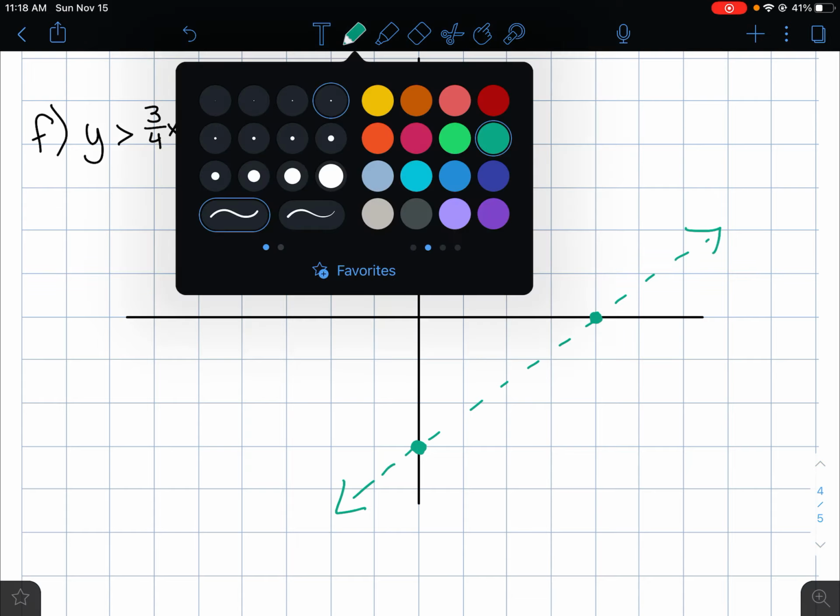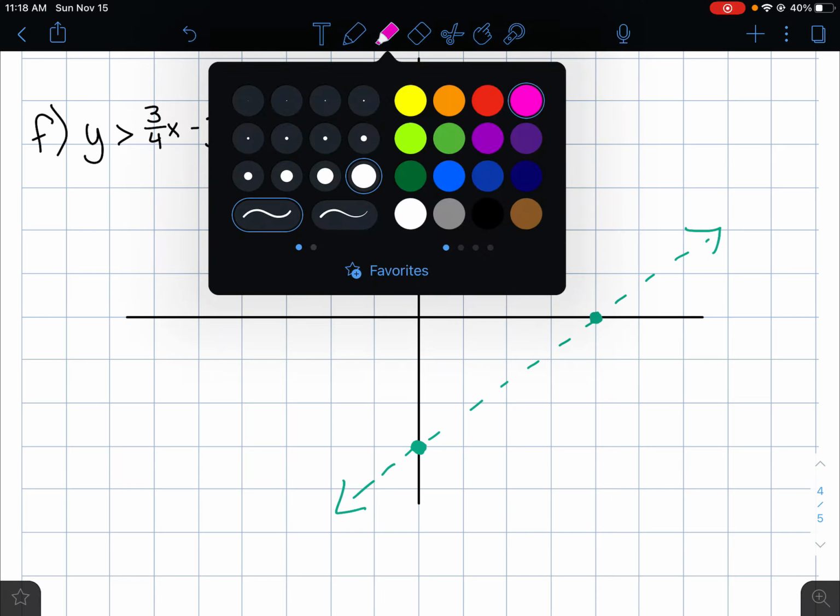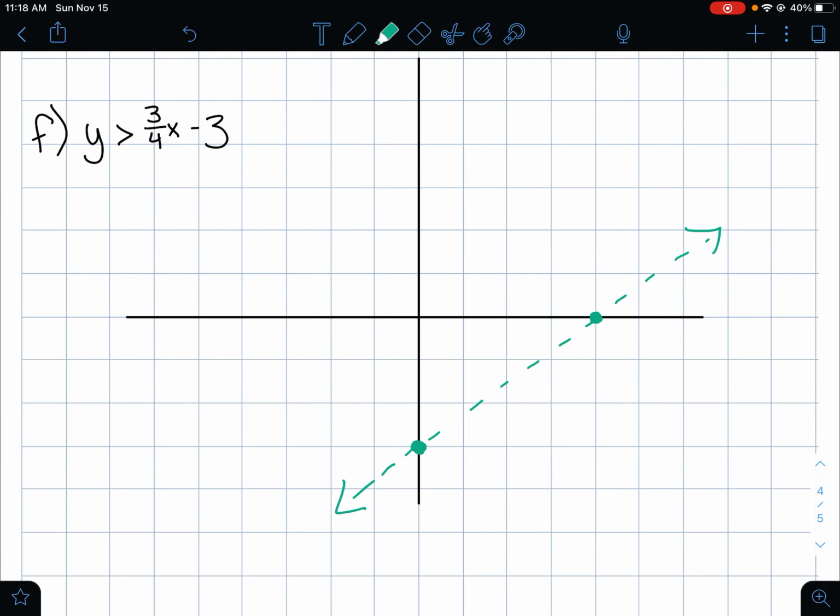Also, if you didn't know, if you hold down your color choice and swipe to the left on the actual part, you can get a dashed line. So you can decide what you want to do with that. I just dash it myself. So here I have to decide which side to shade. It says y is greater than this amount, so I'm going to shade this side of the line.